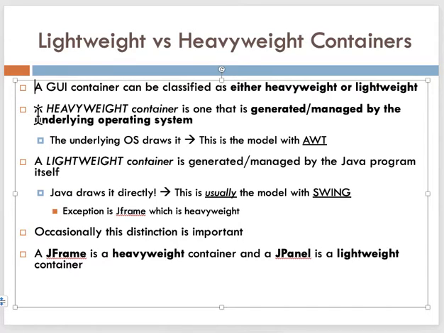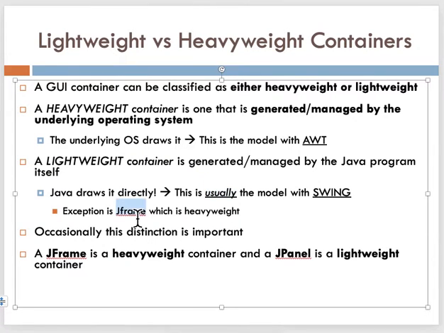So to have a little more uniformity and homogeneity between these different Java applications running on these vastly different operating systems, another approach was taken where you create what are called lightweight components or containers. And these are generated or managed by the Java program itself. And this is usually the model that we use in Swing, where Java actually draws it directly and gives more hints to the operating system on how to render the graphical components that are there. So that way you have a little more uniformity of presentation.